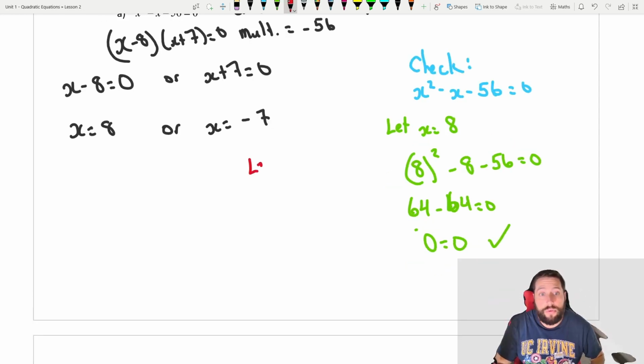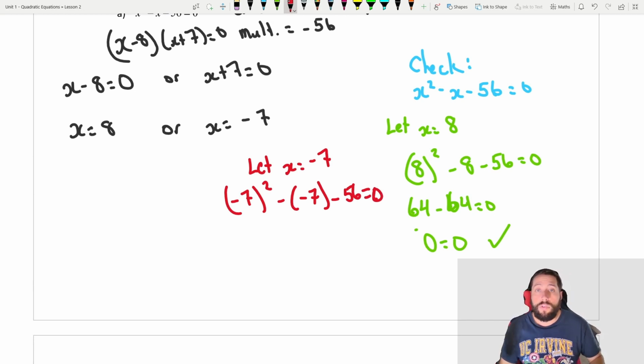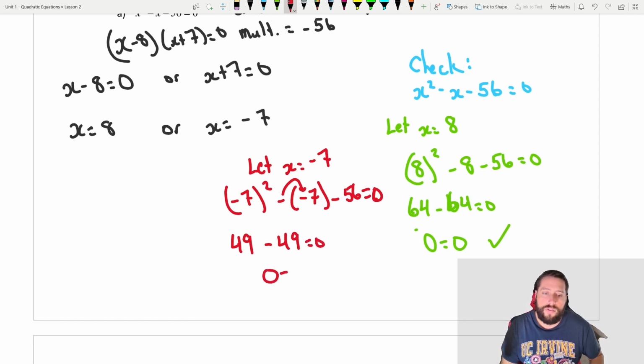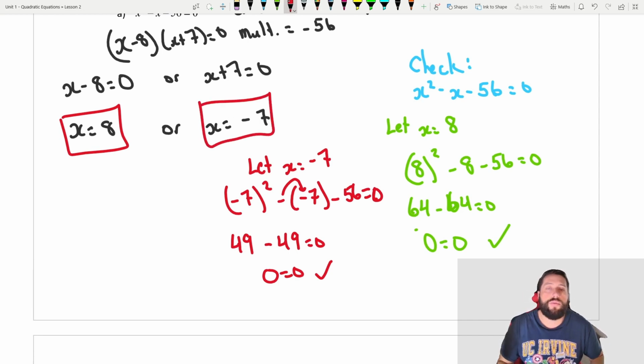Another let statement, so let x equal -7. Again, substitute the -7 in, so we have -7 squared minus -7 minus 56 is equal to 0. We have -7 squared, so that's 49. And then a negative times a negative gives you +7. So we have +7 minus 56, that should give us -49. And look at that, 0 equals 0. That's good. So our answers are x is equal to 8 and x is equal to -7.